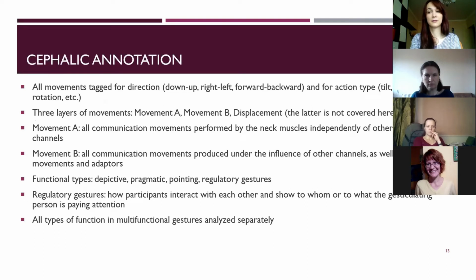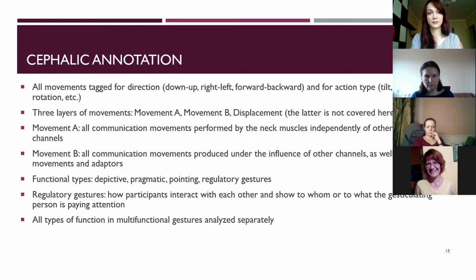So as far as the cephalic annotation is concerned, we have a vast majority of different things annotated there. First of all, we decided that all the movements have to be tagged according to the direction. Here you can see some examples of the direction which we tagged. For example, down movement, up movement, right movement, left movement, forward, backward, and so on and so forth. And there is also an action type which we mark, and this is tilt, turn, slide, rotation, etc.